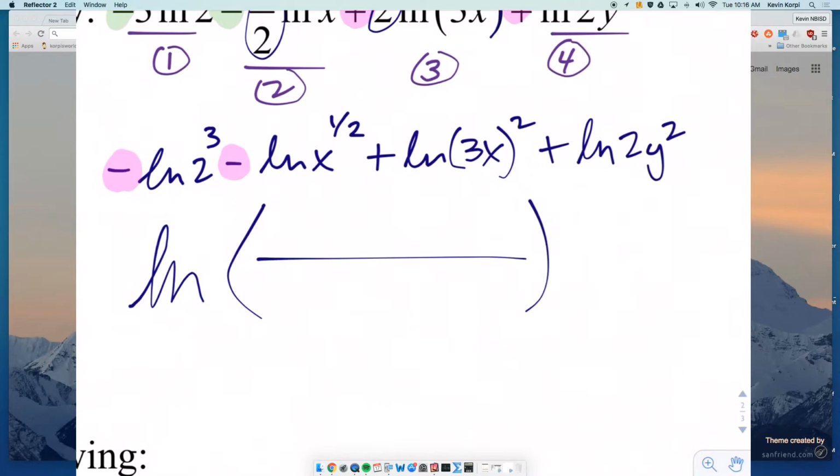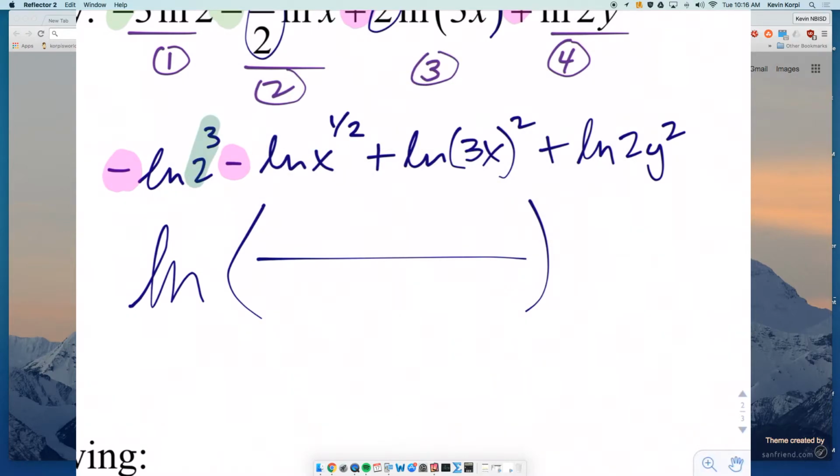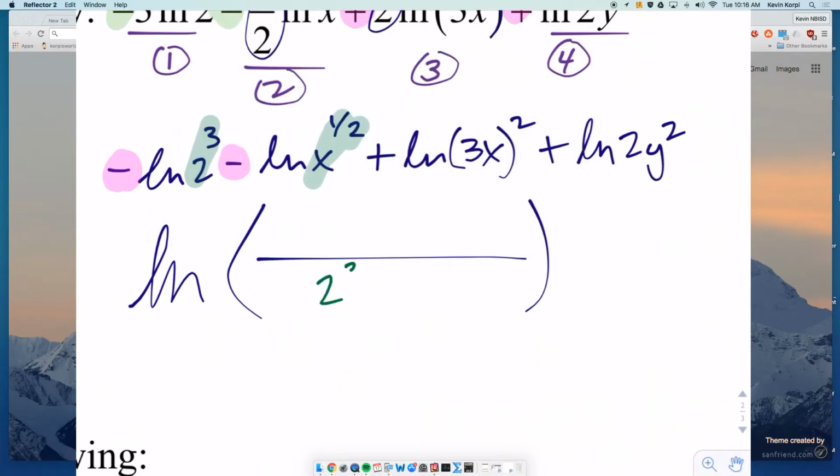And now, any argument that is from a negative term gets multiplied where? In the denominator. And any argument that comes from a positive term gets multiplied in the numerator. So I'll highlight those with red. So you'll have a 3x quantity squared times a 2y squared.